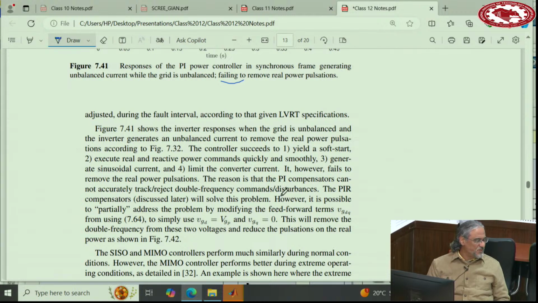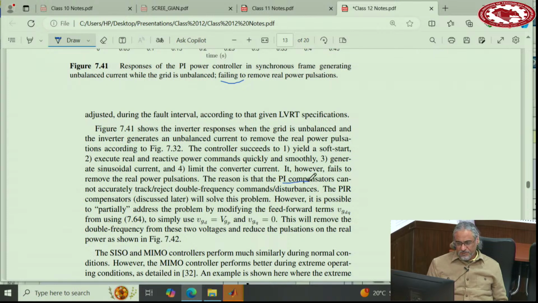Yeah. Because we are using what? We are using PI, right? The integrator is guaranteed to remove the DC errors or to track the DC commands. Now, we would like to follow or track double frequencies, right? In this case, we want to reject these pulsations. If you want to reject these pulsations, a PI cannot completely remove them, though it improves them.